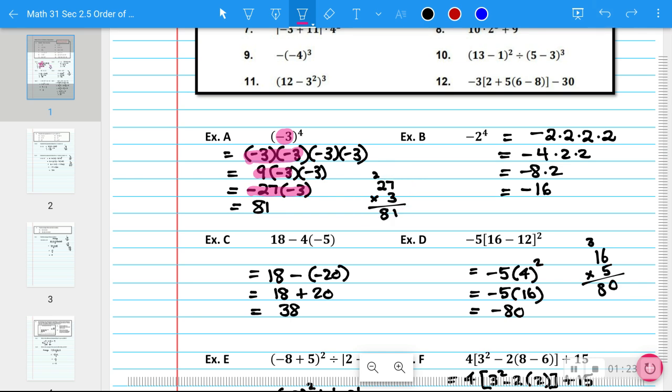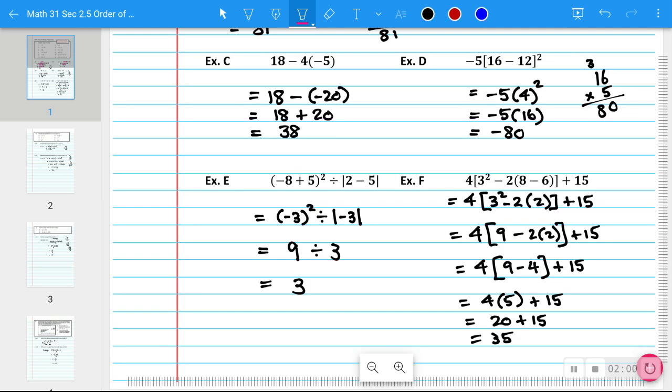Okay, on the next one, it's different. The negative sign is not encased in parentheses. So what this means is that the negative sign is not part of what's being affected by that power. So you're just going to say 2 times 2 times 2 times 2, and the negative sign just stays on its own outside. All right, so now let's do the calculations. Negative 2 times 2 is negative 4. Negative 4 times 2 is negative 8. And negative 8 times 2 is negative 16.